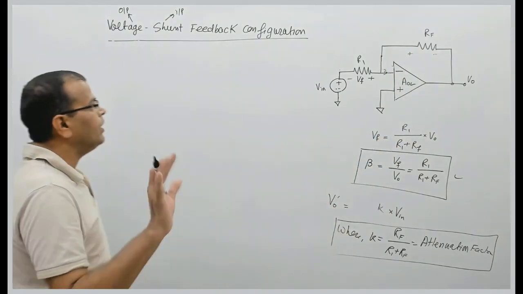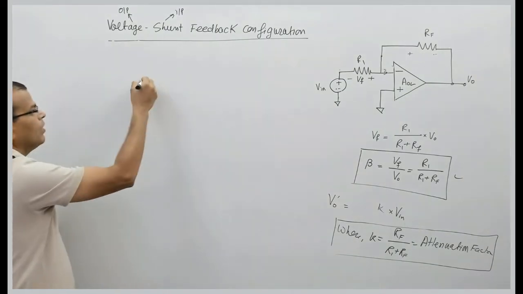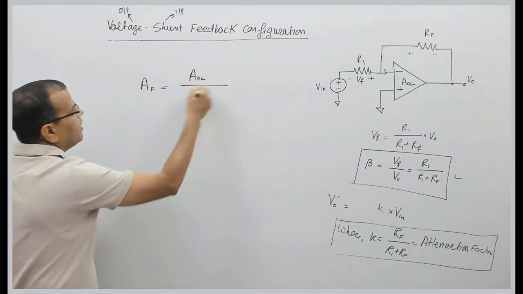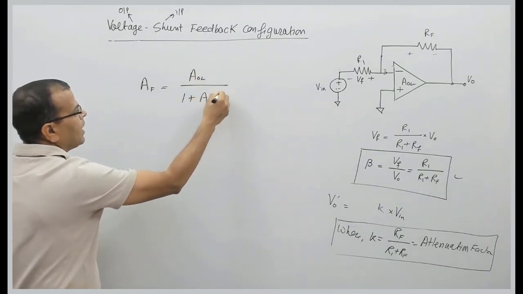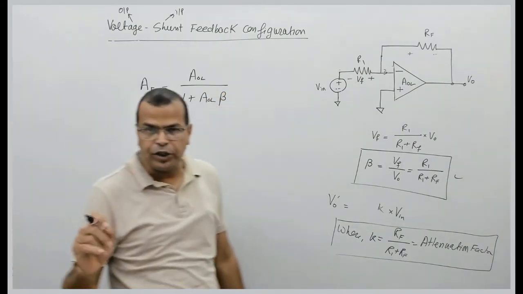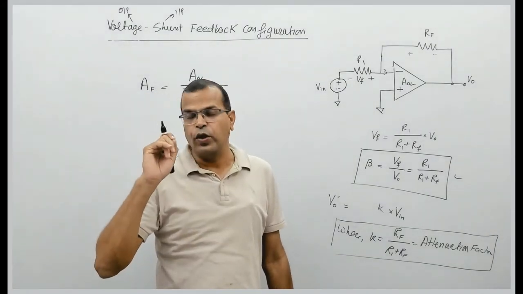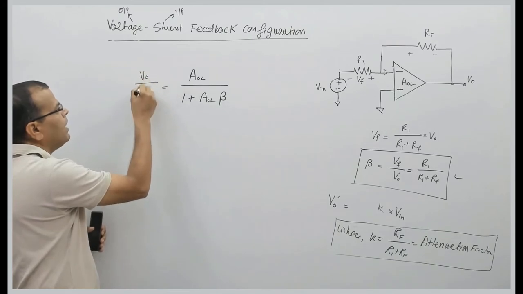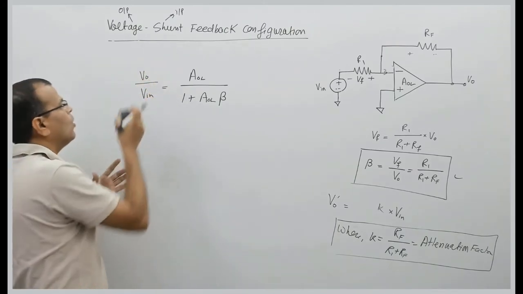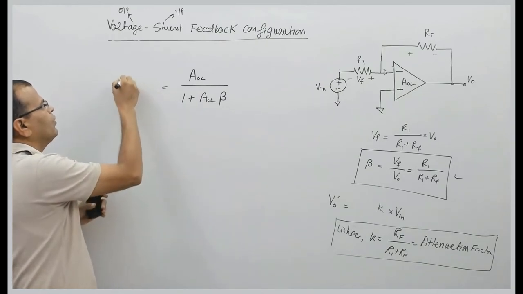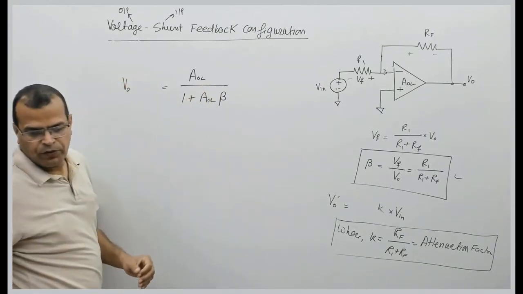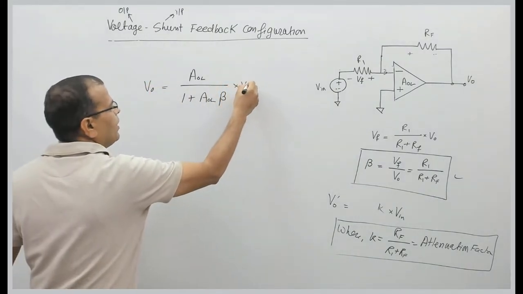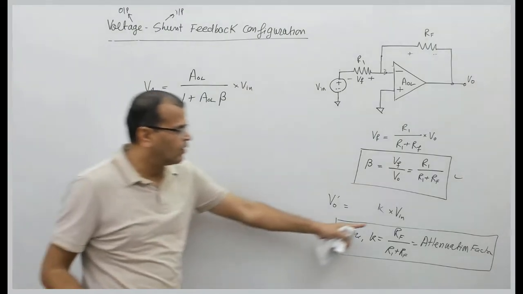So in case of inverting configuration, the closed loop gain is equal to open loop gain divided by 1 plus open loop gain multiplied by beta. That is the general expression of closed loop gain. This is nothing but the ratio of output by input, or I can say the output voltage of this amplifier in terms of input voltage can be written like this, V naught into V in. But I have one factor, that was K here.